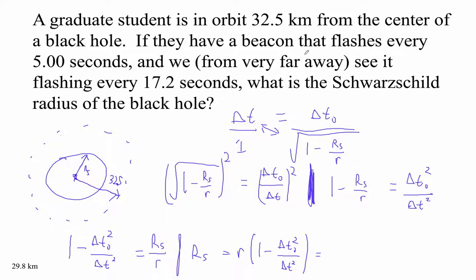So that equals, how far are we? We are 32.5 kilometers, times 1 minus. Let's see, 5 seconds is the proper time, the undilated time, and then the dilated time is 17.2. All right, here we go. So 32.5 times parentheses 1 minus 5 squared divided by 17.2 squared.